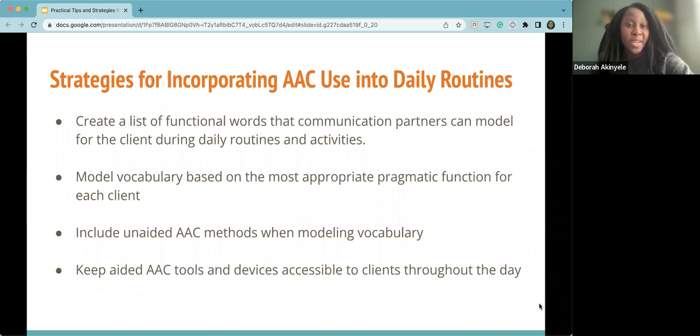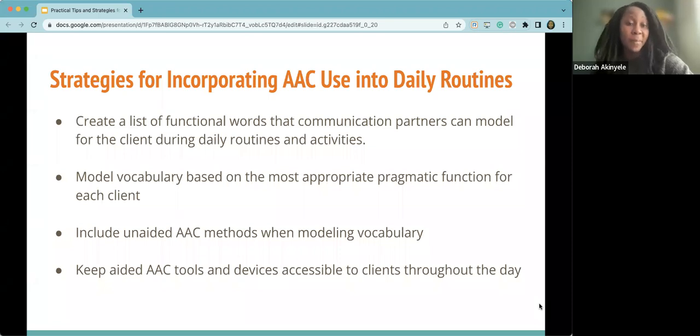And try to identify the opportunities where you can model these words using the device and really just make it a part of this outing so that for the client, they are, again, making the connection between this activity that they engaged in, that they enjoyed, and this tool that was presented to them for them to communicate with.